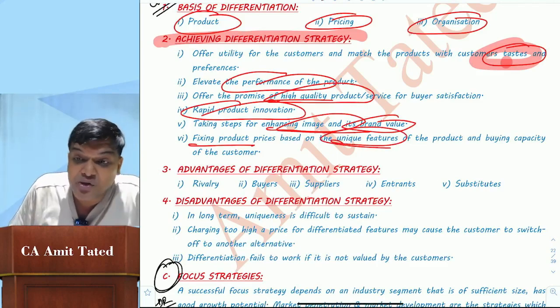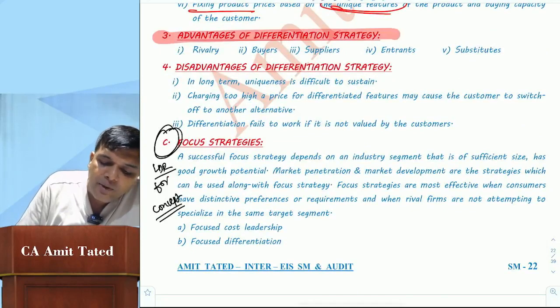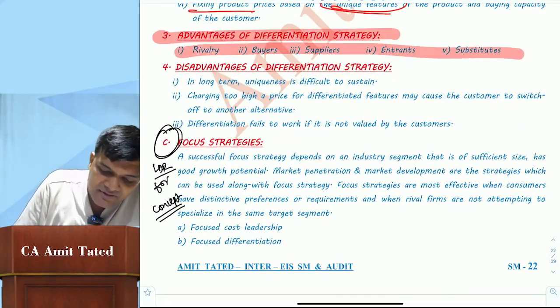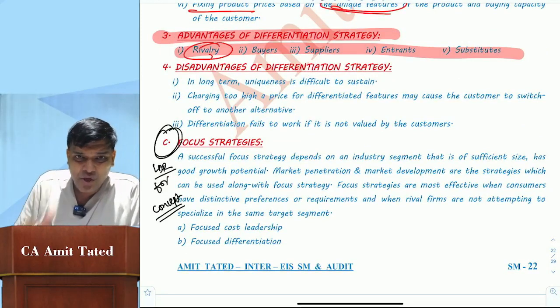Okay, that's fine. Fixing a product price is based on unique features. Unique features should be there, something different. Again, what are the advantages? The same answer as the earlier point we discussed. The masala will be different. What is the masala here? Rivalry: nobody will compete with you because your features are different. You have a differentiation point.